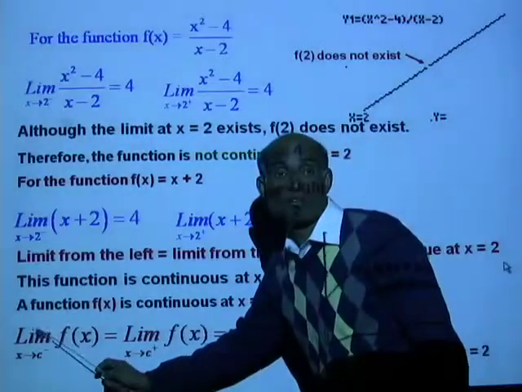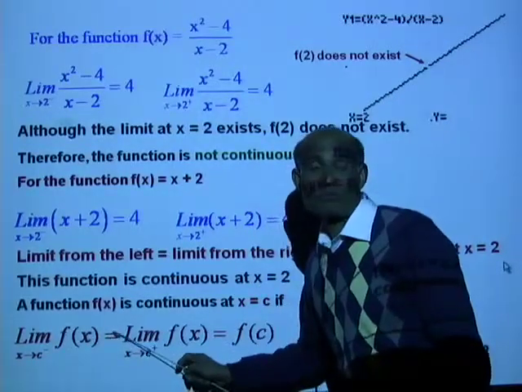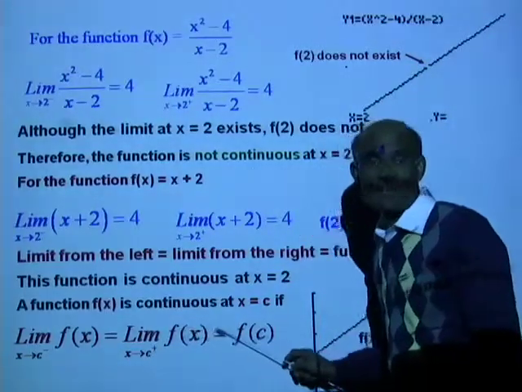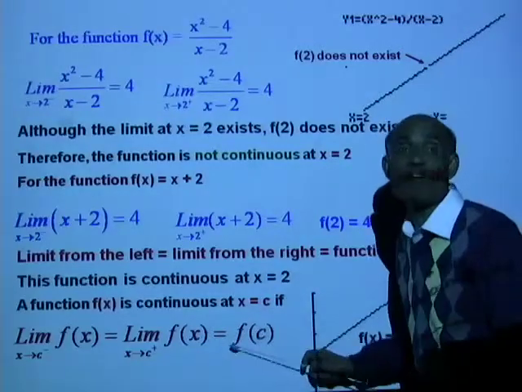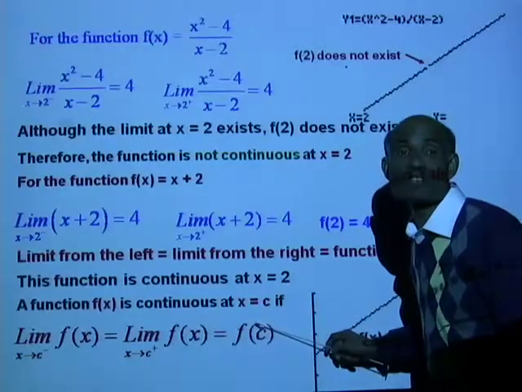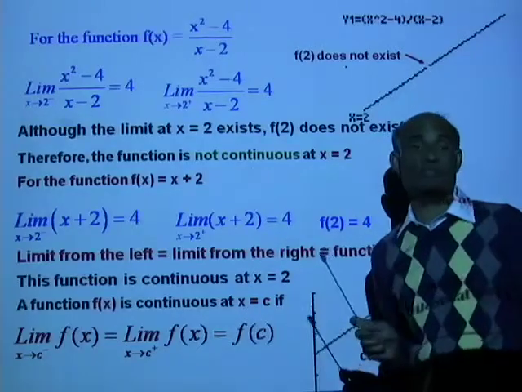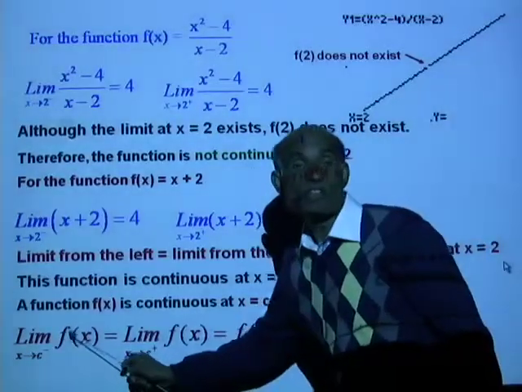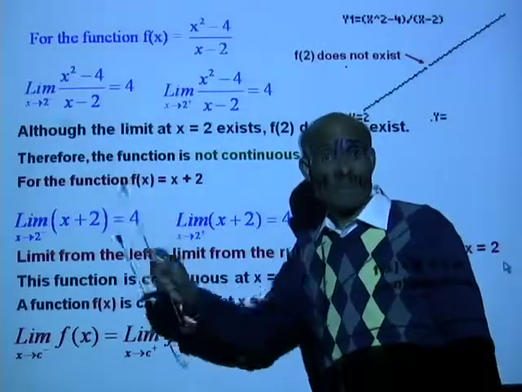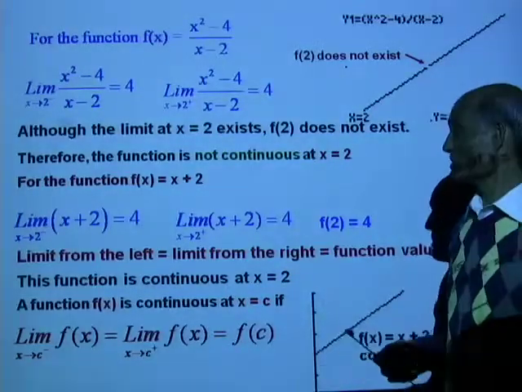Well, the limit as x approaches c from the left of the function must be equal to the limit as x approaches c from the right of the function, and must be equal to the value of the function at c, f of c. Now, this is the necessary condition for the function to be continuous at x equal to c. It is not enough that the left limit equals the right limit. We had it in an earlier case. But also the function value must be equal to that limit for the function to be continuous.